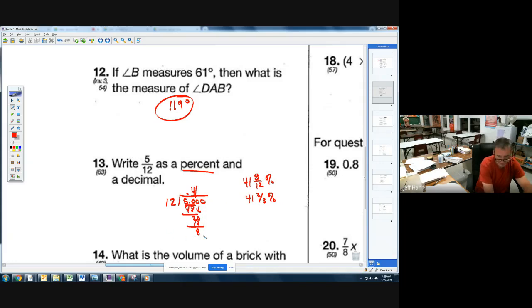For my decimal, I have to keep going on my division. 12 goes into 80 6 times, which is 72. And I'm going to keep getting 8s. So my decimal is going to be a repeating decimal with the 6. So there's both my percent and my decimal.